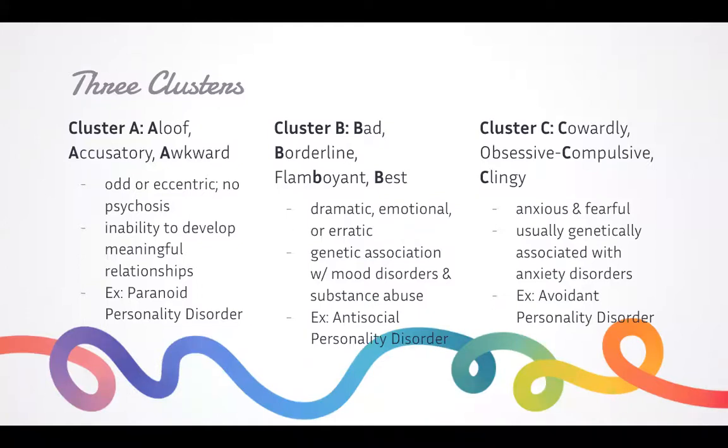So bad goes with antisocial, which I'll talk about a little more. Borderline goes with borderline personality disorder. Flamboyant goes with histrionic personality disorder. And best goes with narcissistic. And yes, there will be a Kahoot. So in all of the cluster B personality disorders, patients are usually dramatic, emotional, or erratic. And most of the people that have these cluster B personality disorders also get it through genetic association with mood disorders and substance abuse. So the example we're going to go over here is antisocial personality disorder.